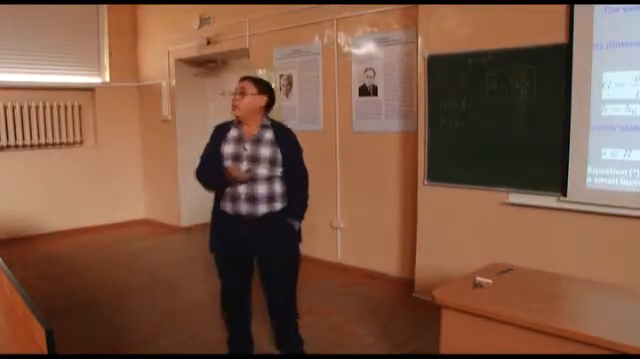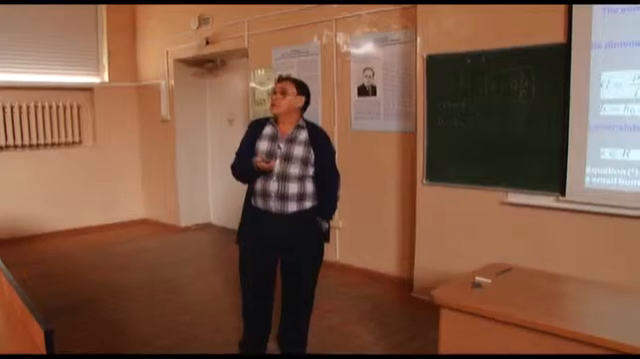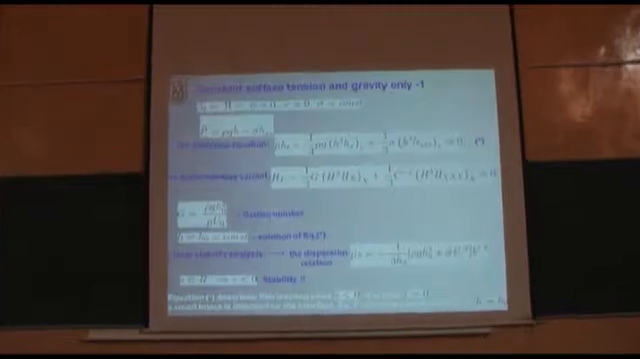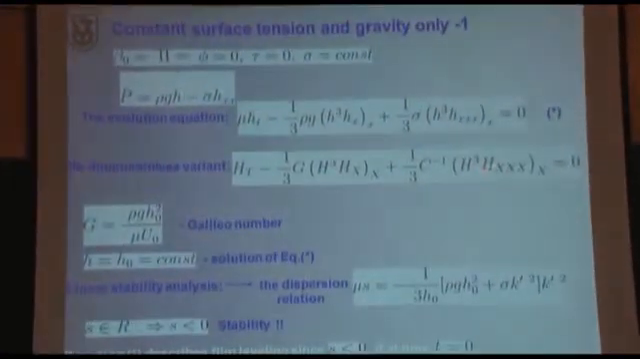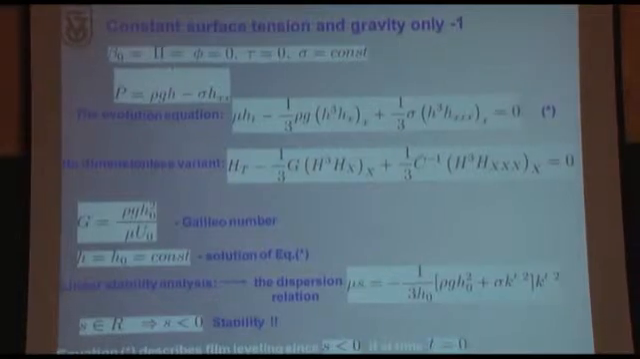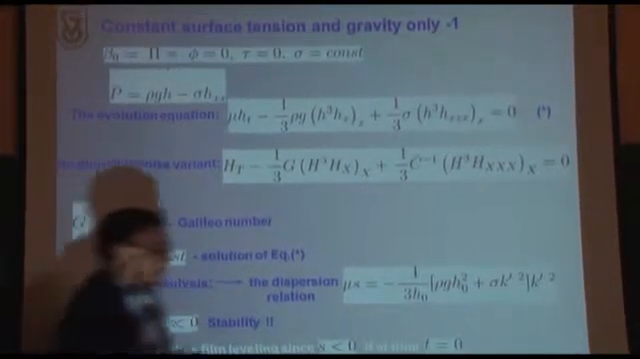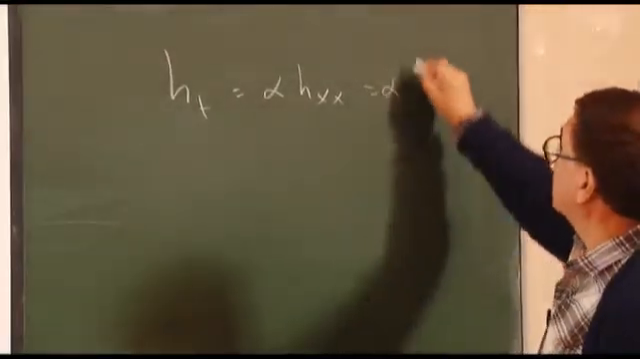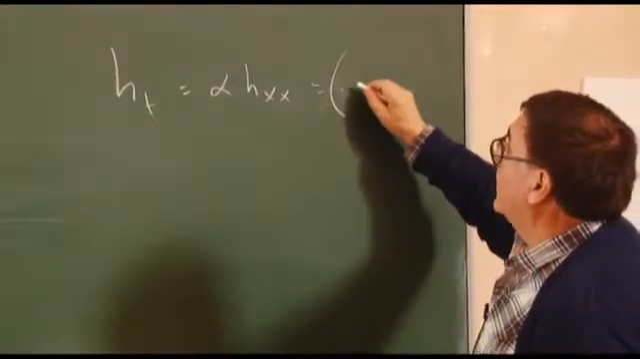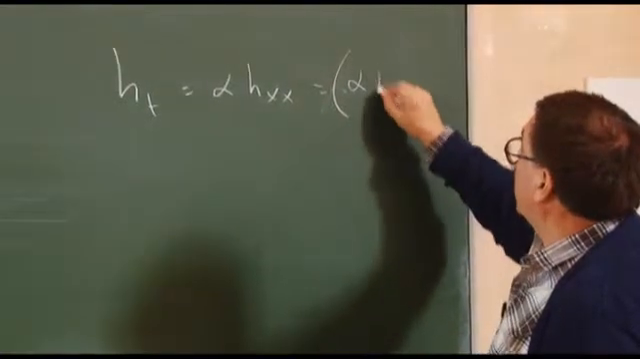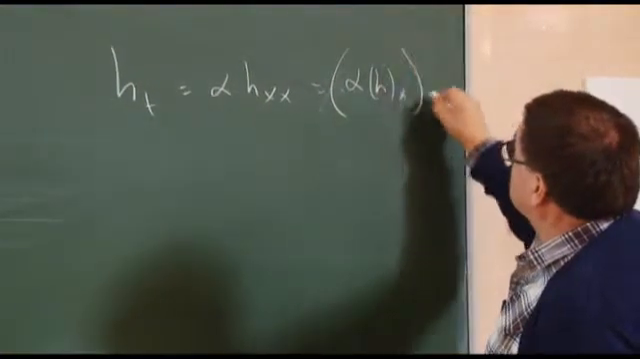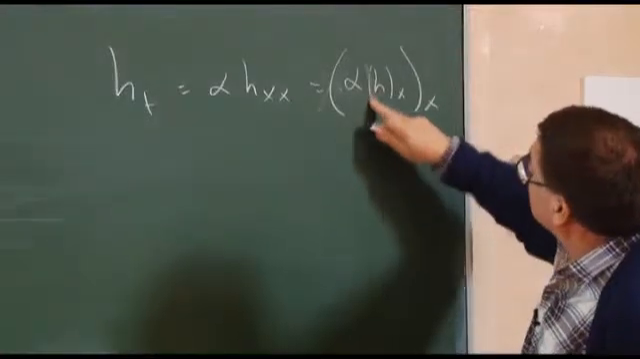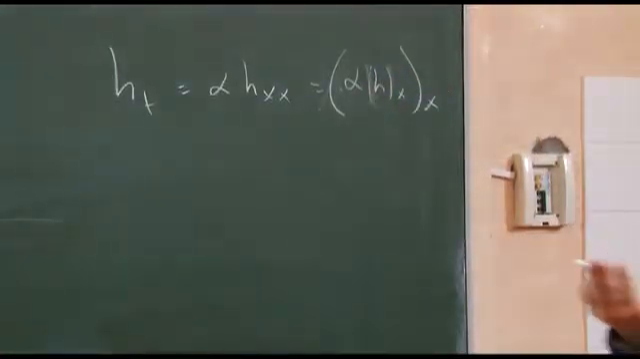So what would you expect to have? This equation is what? It is a nonlinear heat equation, where the thermal conductivity, so to speak, is proportional to h cubed. Let me write it here. This is a heat equation, or I can write it something like this, with alpha times h, x and x. That's a linear heat equation.